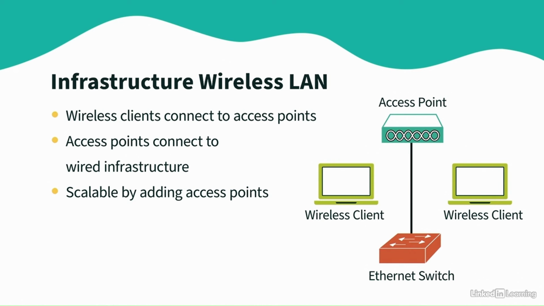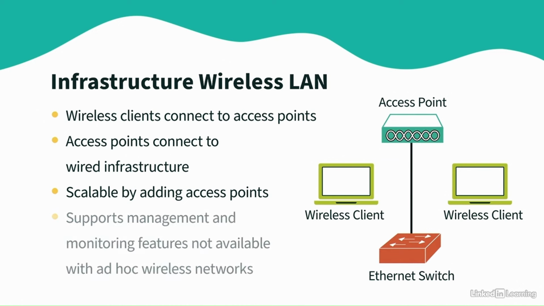Or if we want to extend the range of our wireless coverage throughout a building, we could strategically place wireless access points throughout that building, allowing us to roam throughout the building seamlessly without having to manually do any reconnection to another access point. And beyond the scalability of infrastructure wireless LANs, these types of LANs could give us additional management and monitoring features that we wouldn't have with an ad hoc wireless network.